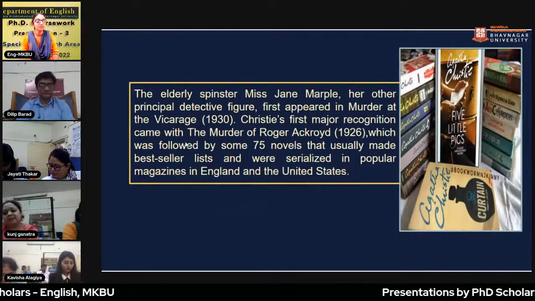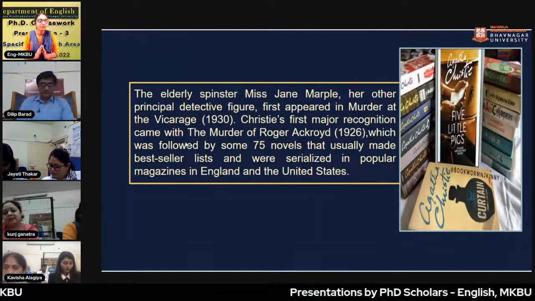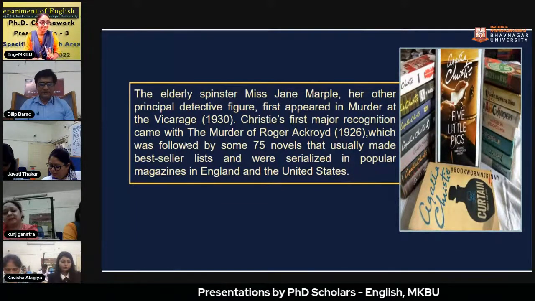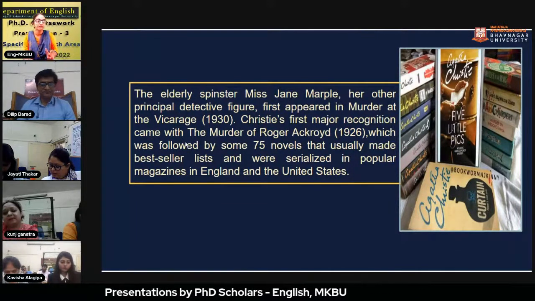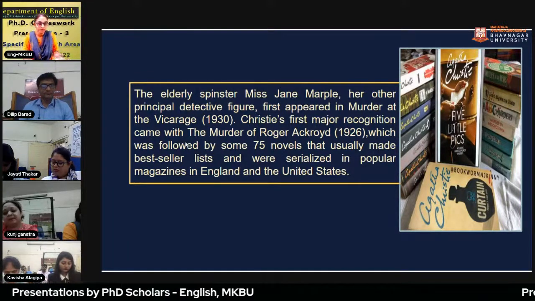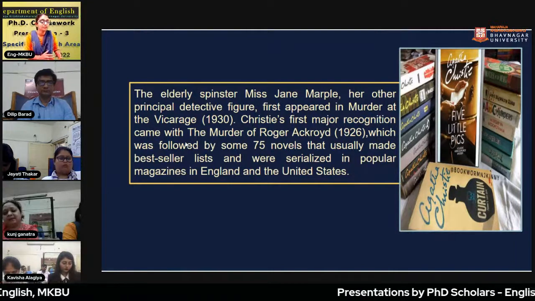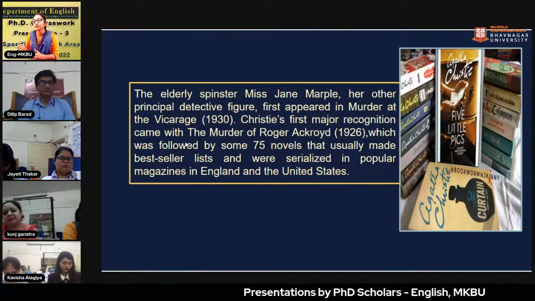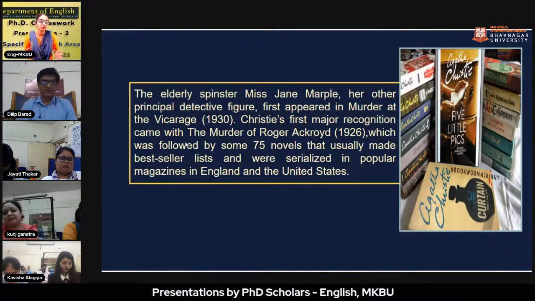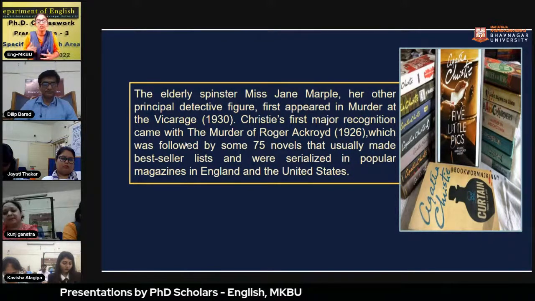The elderly spinster Miss Jane Marple and Poirot are both detective characters in Agatha Christie's novels. As we know, they have some limitations and different techniques, which both use to recognize or investigate the crime.